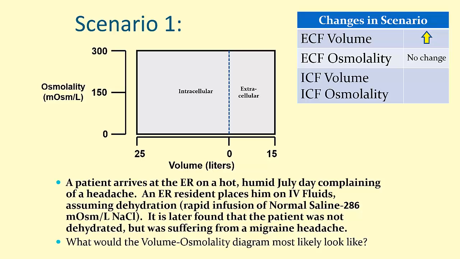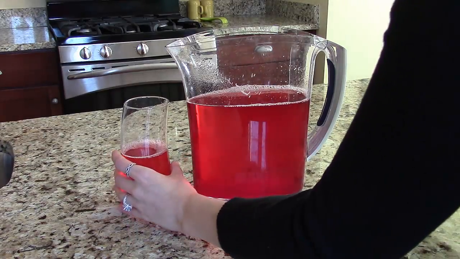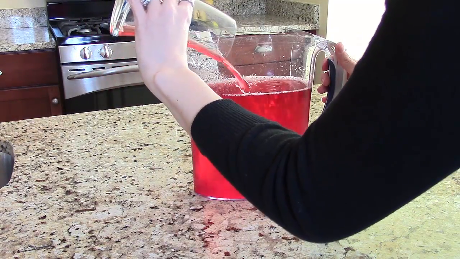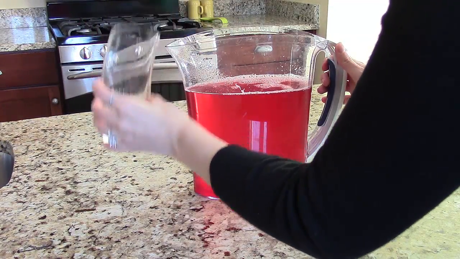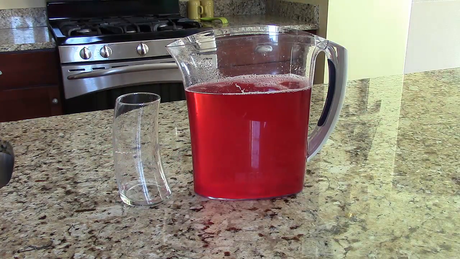In order to visualize this process, I picture an analogy with a red drink. Let's imagine that the pitcher of fluid is our patient's existing blood, and the glass of fluid is our IV solution of normal saline. You'll notice that the color saturation of the two fluids is the same, indicating that they are the same osmolality. If we add the IV solution into the pitcher, representing the patient's blood, you'll notice that the volume increases, but the concentration, indicated by the color, does not change.